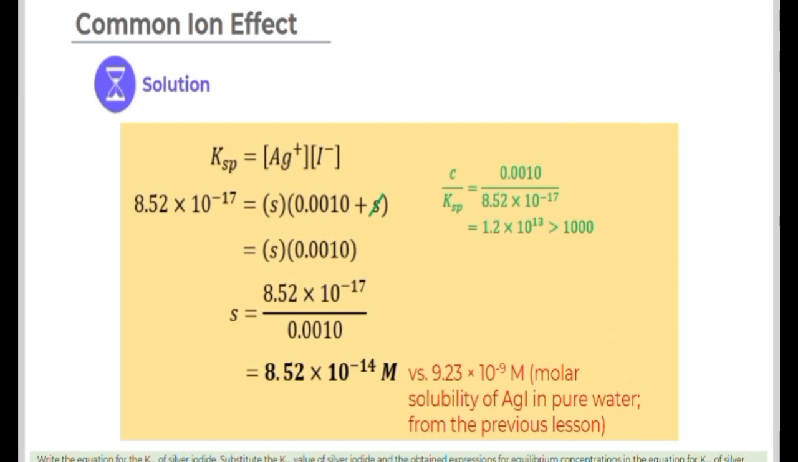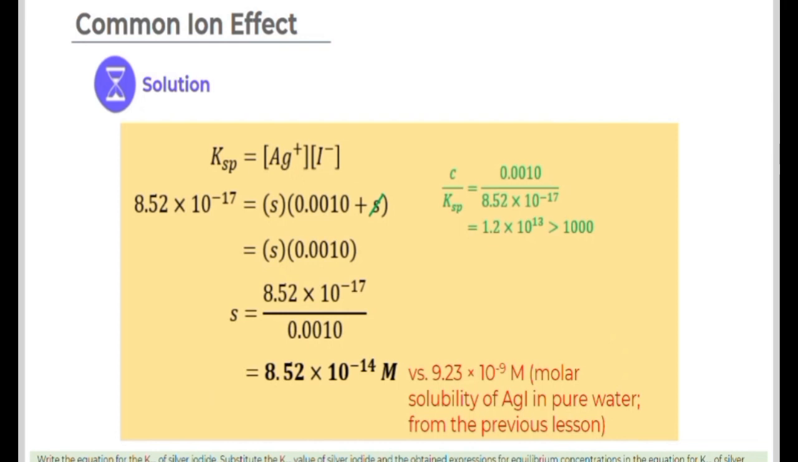Write the equation for the Ksp of silver iodide. Substitute the Ksp value of silver iodide and the obtained expressions for equilibrium concentrations in the equation for silver iodide.